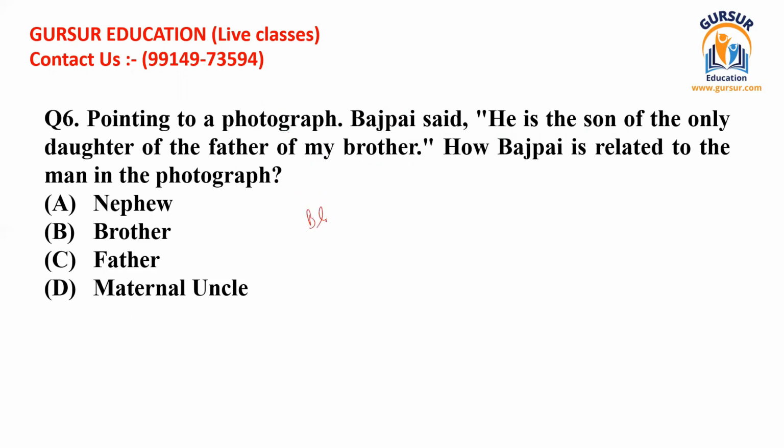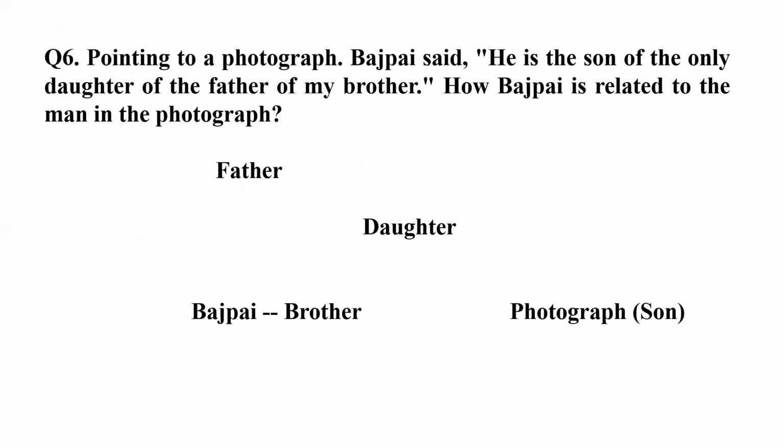First of all, you just need a blank space in which the relationship map can be built. Now read the question again. Pointing to a photograph, Bajpai said. So Bajpai is the saying party. That's why we have to write the name of Bajpai on the left hand side of the blank space. He is pointing towards the photograph, so we have to write the name of the photograph on the right hand side of the blank space.